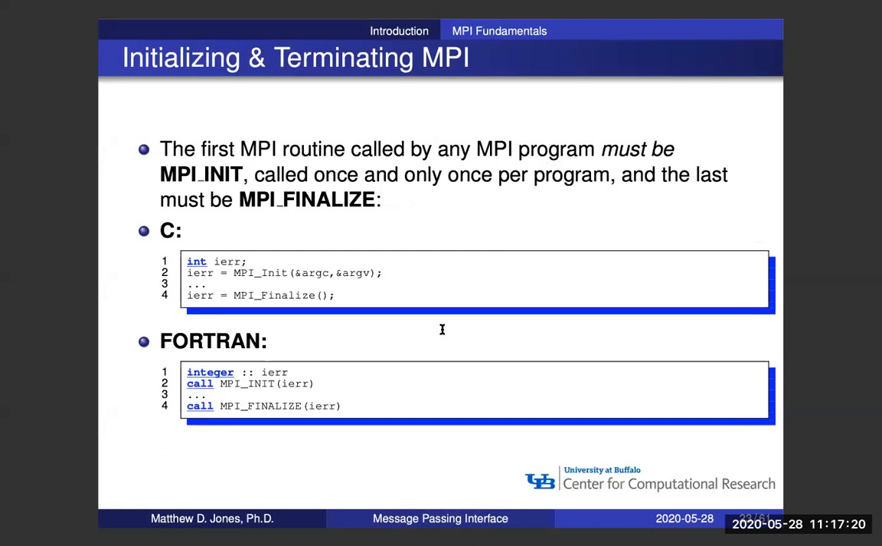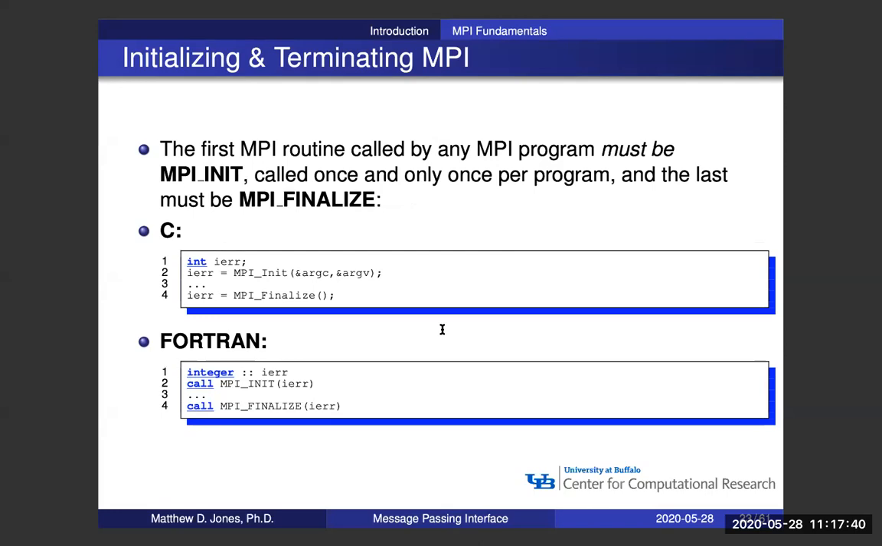Okay, so initializing. Again, you won't be terribly surprised to learn that the first MPI call has to be called MPI_Init. For C and C++, you pass it the arguments that you use in your application. And then the last MPI call has to be MPI_Finalize. And notice, of course, there's a return code for each of these.